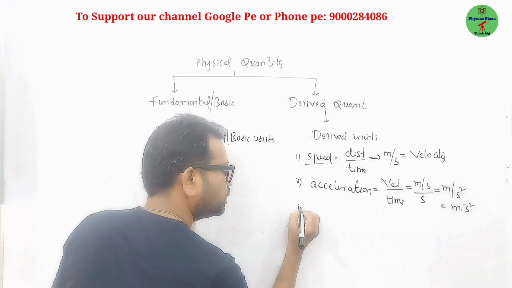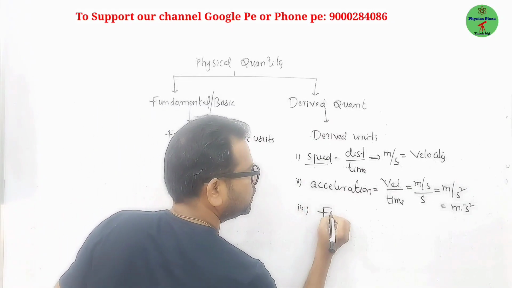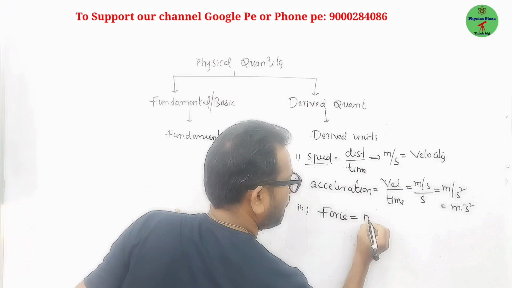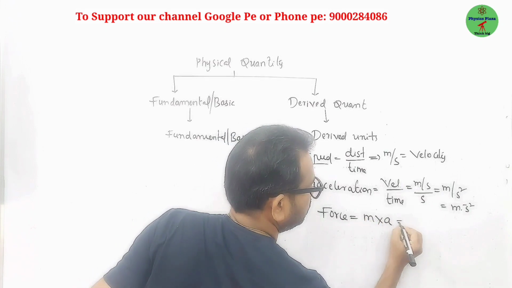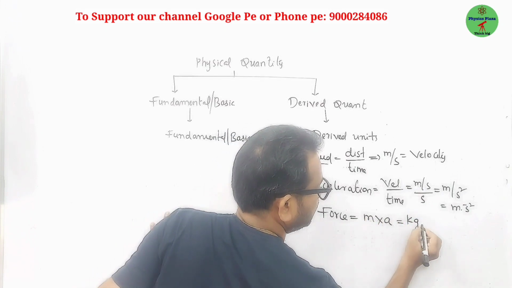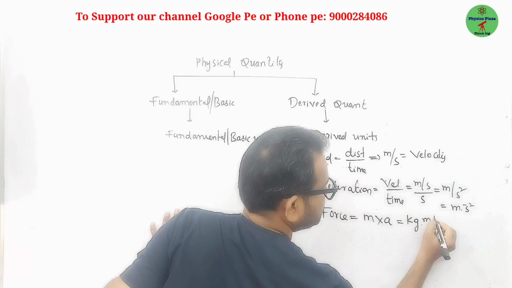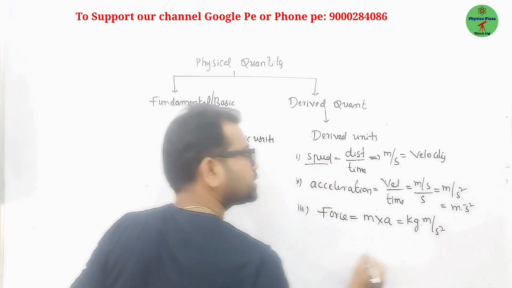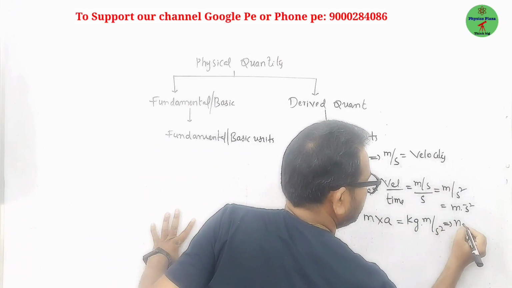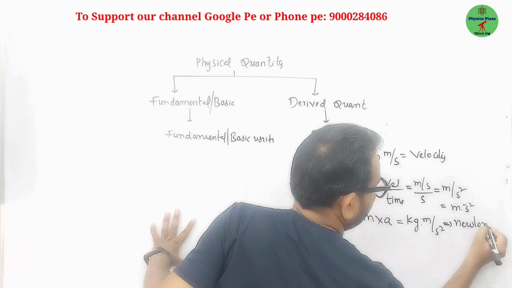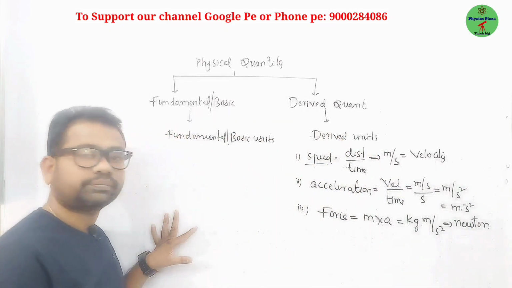Okay. Third one, let us take force. Force is equal to mass into acceleration. Mass is kg. Acceleration is meter per second square. This kg meter per second square we can call a Newton. We can call it a Newton.